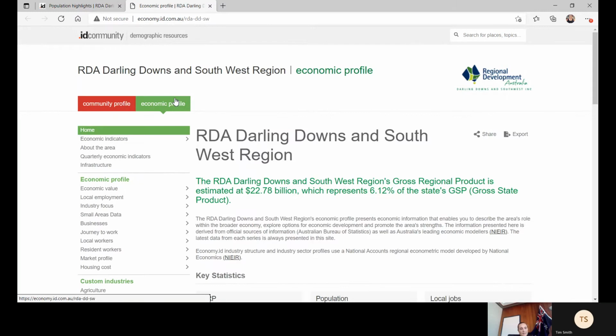The next tool I'm going to show you is your economic profile. And this is the one at the moment that is getting the most interest, simply because people want to have a really good understanding of what's happening in their economy and the way that it's functioning at the moment.